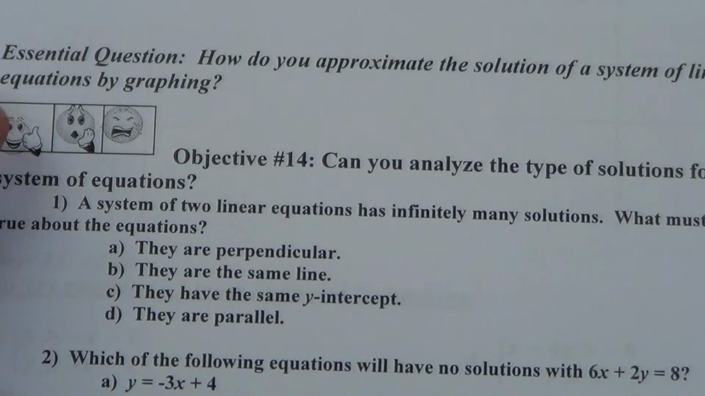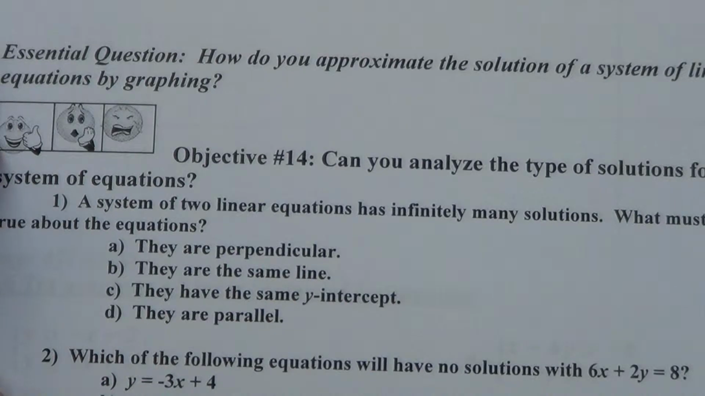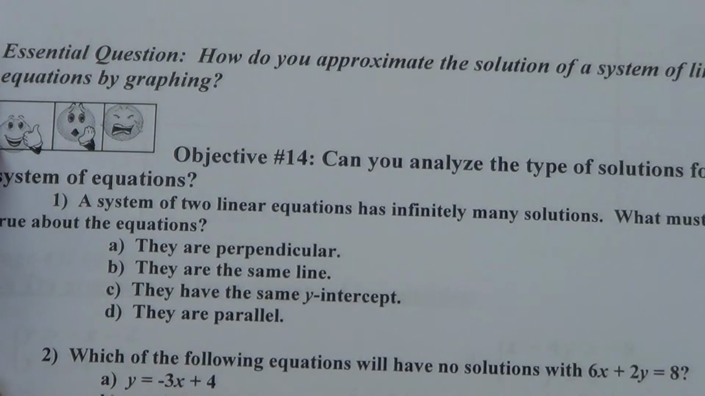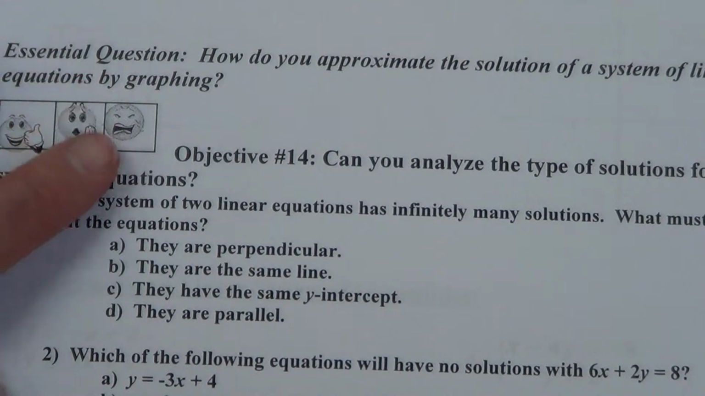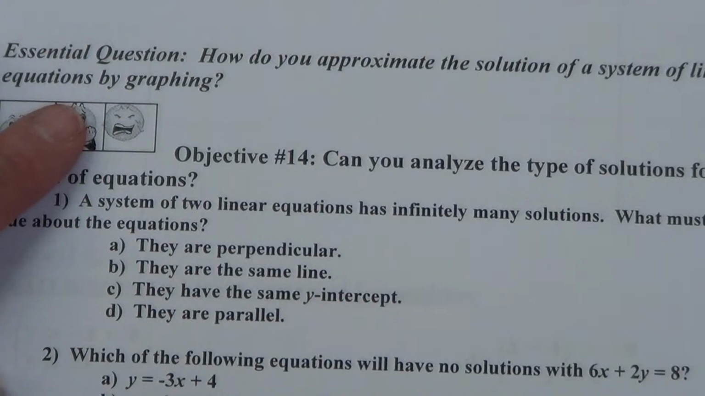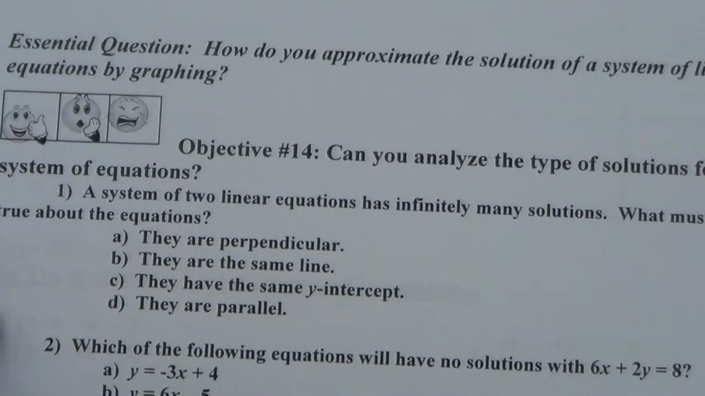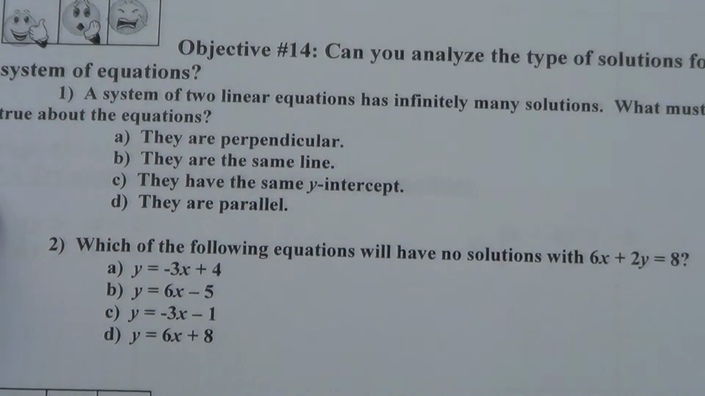The next question asks, how do you approximate the solution of a system of linear equations by graphing? The solution of a system is the point at which the lines cross. It's the intersecting point. So that's how you approximate it, is you see about where they cross. So fill that in. And now let's move it down to the actual doing of these problems.